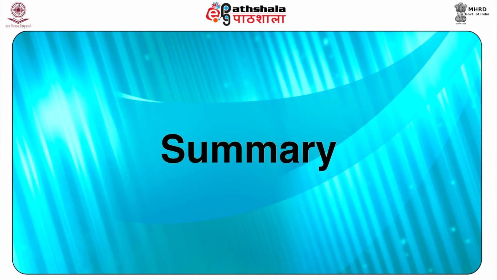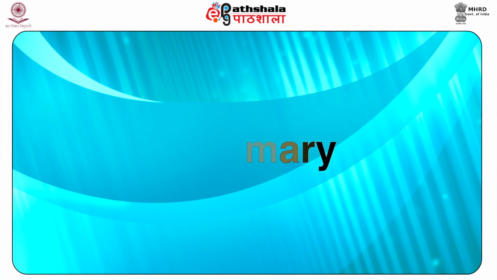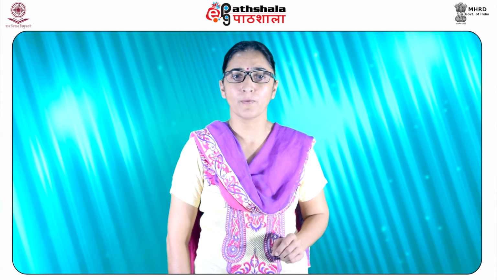Now let us summarize what we have learned from this module. To sum up, we can say that in a large business, when the business transactions are numerous, it is difficult to record all the transactions in one book of prime entry. So it is divided into eight different books: cash book, purchases book, sales book, purchases return book, sales return book, bills receivable book, bills payable book, and the journal proper.